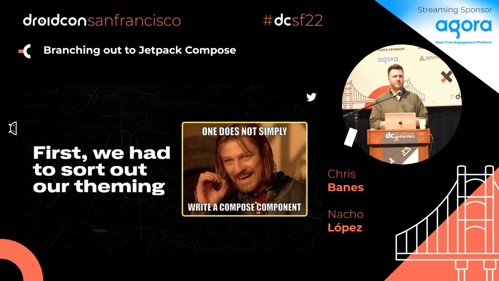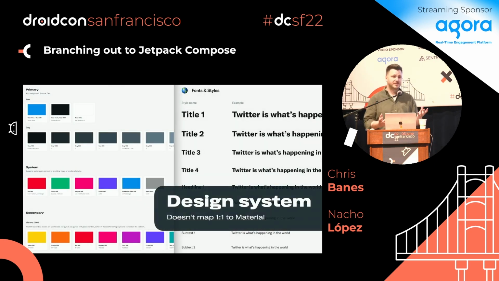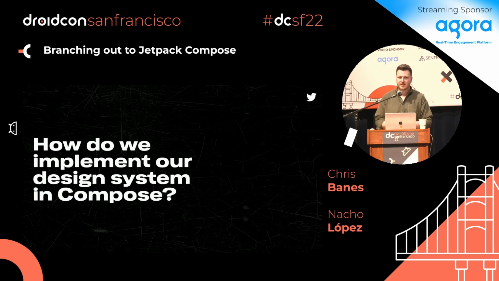But when you start using Compose, you can't just jump straight into writing a component. You've got all this theming stuff to do as well. We, like many companies nowadays, have our own design system. And that provides a set of styles for typography, sizing, colors, and loads of other design tokens. But it isn't a Material design system. It doesn't map one-to-one. It's fairly close in some places, but very different in others, even though it may look the same on your device. So our next question was, how do we actually write that design system in Compose?